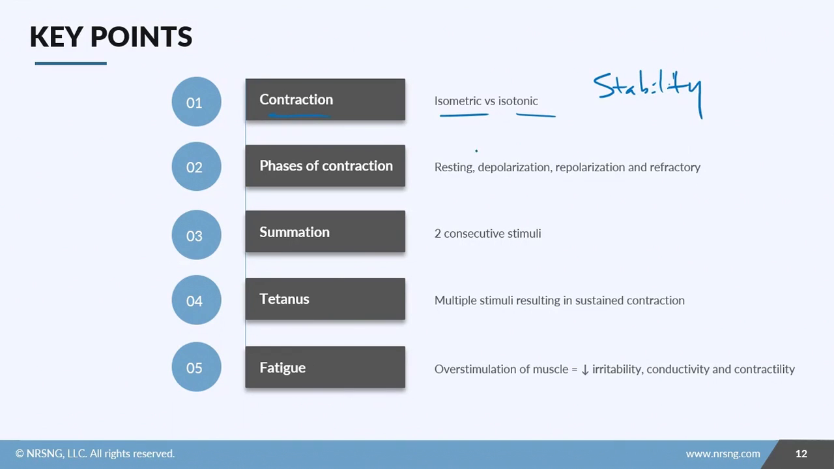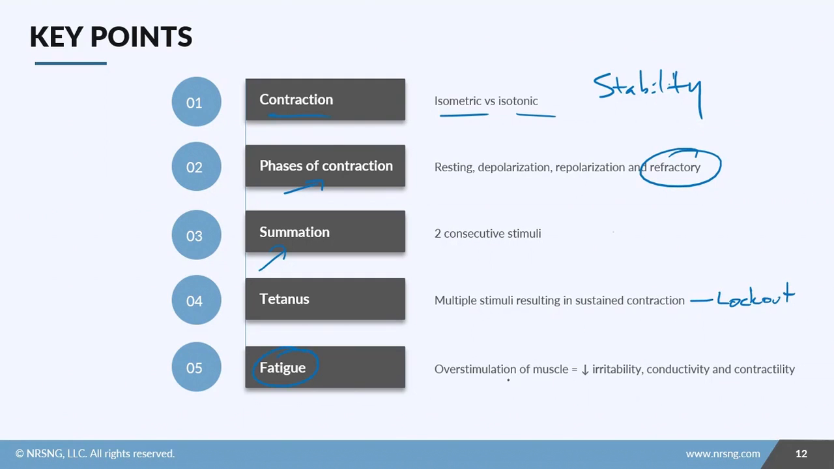Then you have your different phases of contraction. You get the resting, the depolarization, the repolarization, the refractory. Remember, nothing can happen during the refractory. There's no stimulus that's going to be able to overcome that. When you have summation, you have basically two consecutive stimuli, and it's going to make that overall contraction greater. With tetanus, you've got the multiple stimuli resulting in that sustained contraction. Basically, this is that lockout that we talked about.